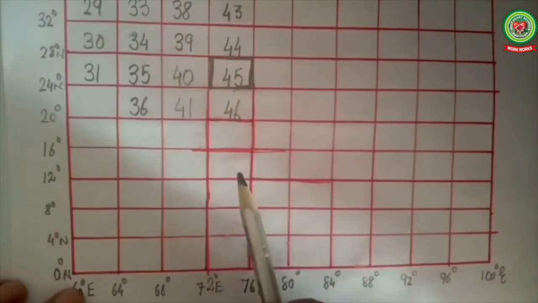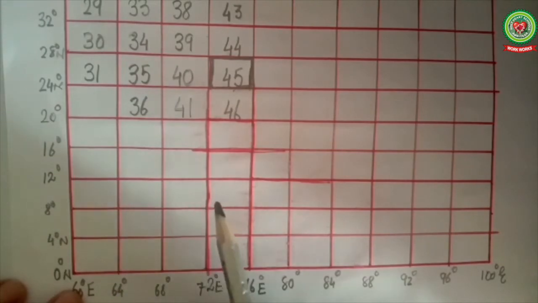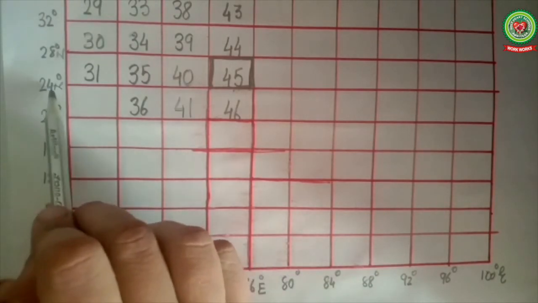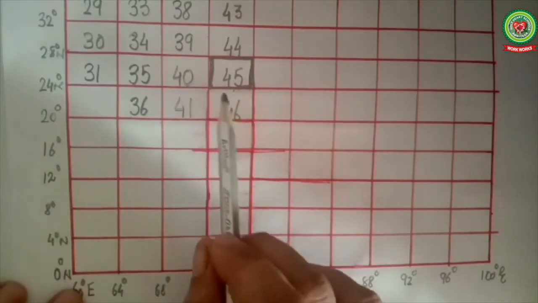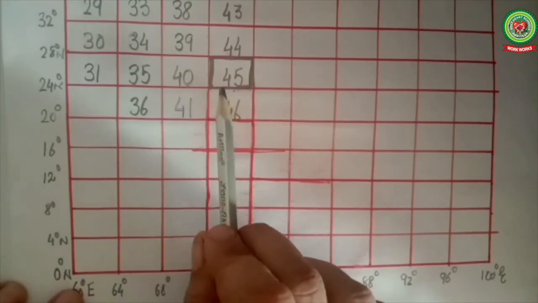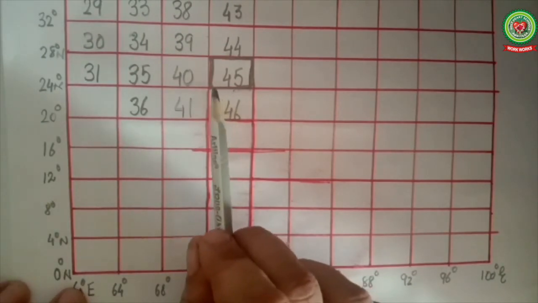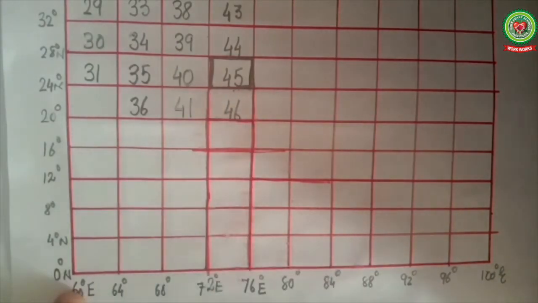Now, between what longitudes and latitudes does Rajasthan lie? Let us see. Rajasthan lies between 72 degree east to 76 degree east longitudes and between 24 degree north to 28 degree north latitudes. Now for studying it further, we will divide it into 4 by 4 sheet into 16 parts and renumber it. Now after dividing it into 16 parts, our sheet will look like this.